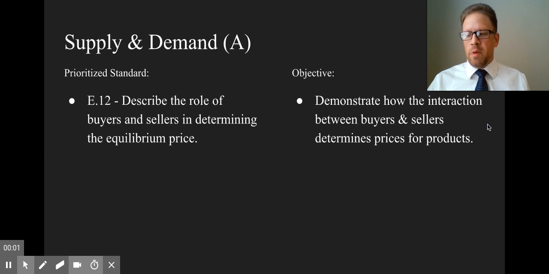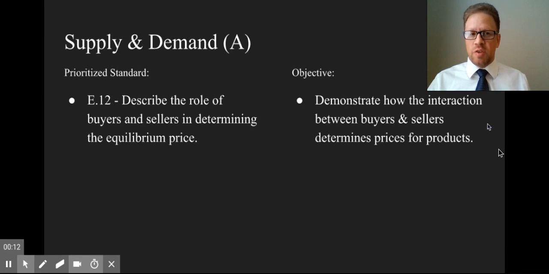Hello, this is Supply and Demand, Section A, Markets and Prices lecture. Our prioritized standard is Economic Standard 12, and objectively we're going to demonstrate how the interaction between buyers and sellers determines prices for products.